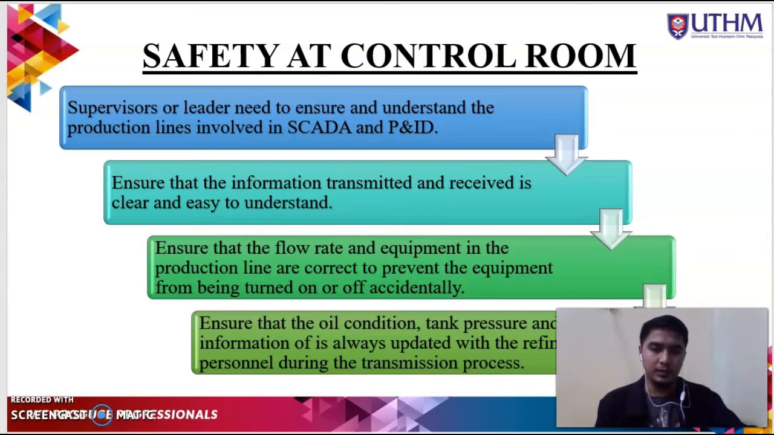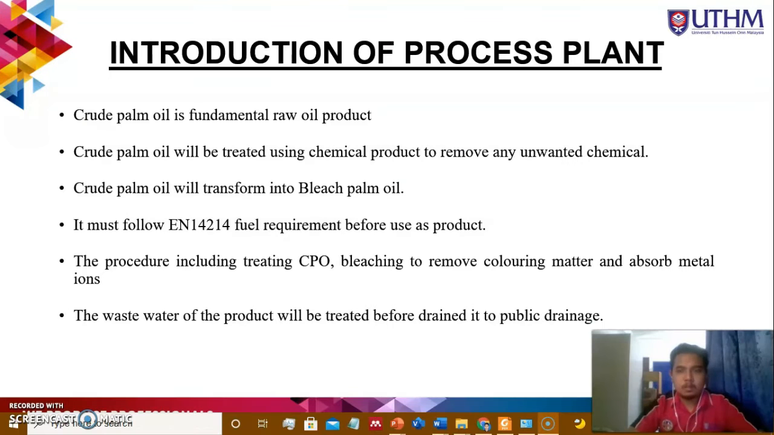He said that the flow rate and equipment in the production line are correct, to prevent the equipment from being turned on or off accidentally. And lastly, ensure that the oil condition, temperature and flow information of each are always updated with the refinery personnel during the transmission process. Okay, Bismillahirrahmanirrahim.